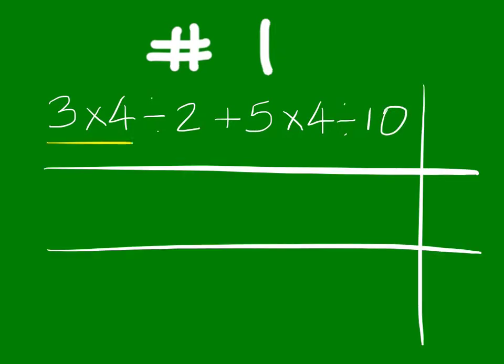3 times 4 is 12. And then you divide it by 2. And you should come up with what? 6, yeah. Then you have to do this. 5 times 4 is 20, divided by 10 is 2. So you add those two together to get 8.